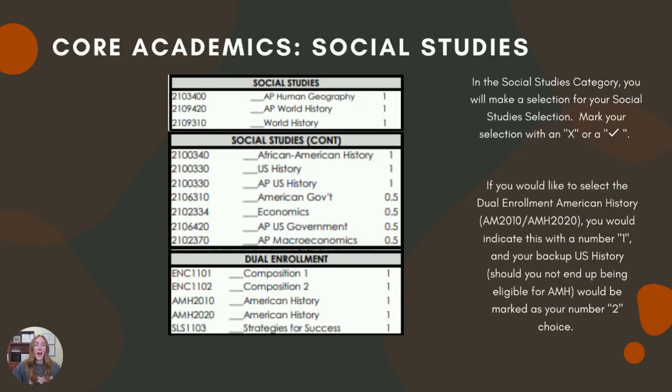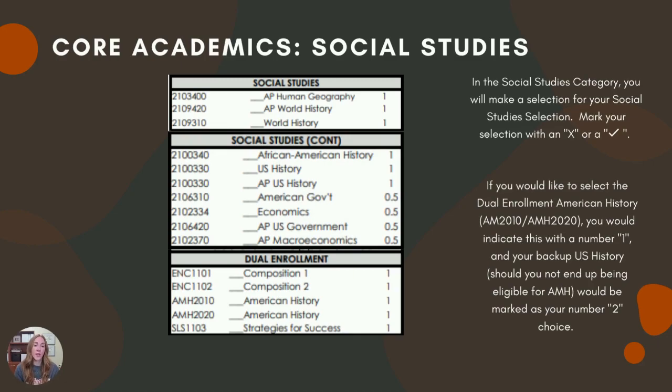For social studies, our AP Honors 9th graders will start with AP Human Geography, and then they would take AP World History in 10th grade. Other 9th graders who are taking standard classes will start with World History, and then in your 10th grade year, you will take African American History.